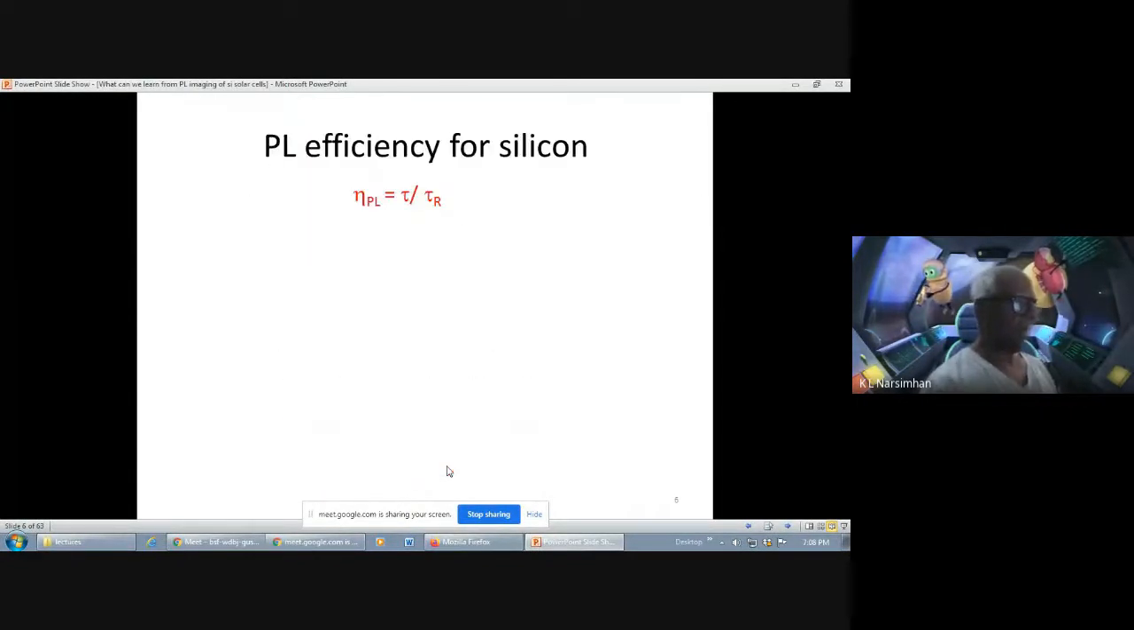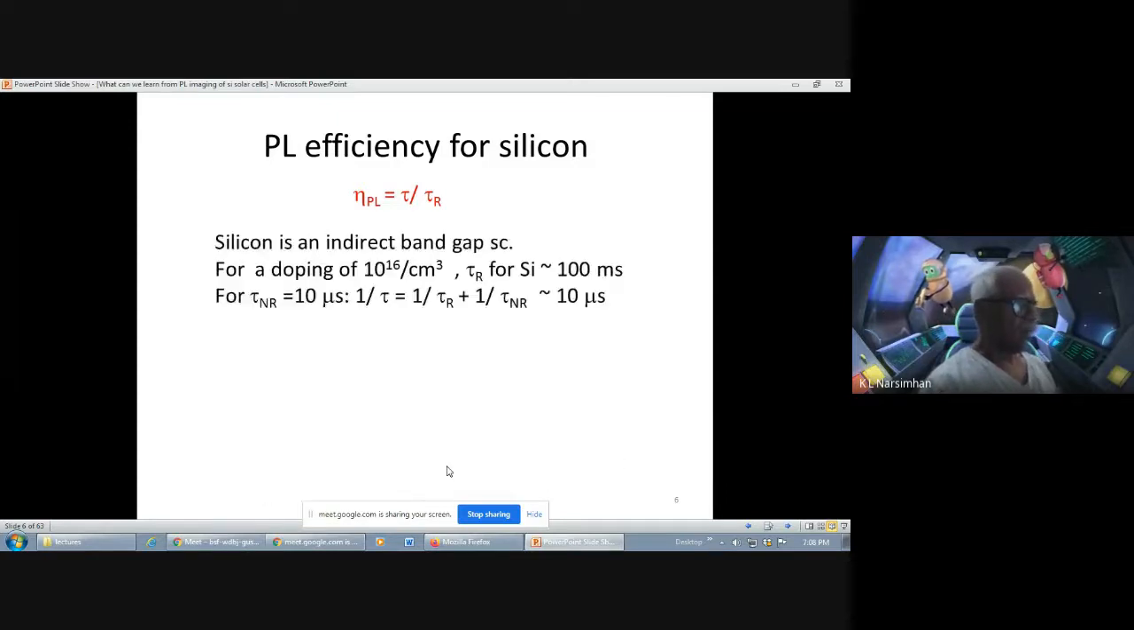However, for silicon, for the same doping density, the radiative lifetime is very large. And the reason is silicon is an indirect band gap material. So the strength of the matrix element is much weaker than for direct band gap materials. And so since tau r is so large, the effective lifetime is the same as the non-radiative lifetime.